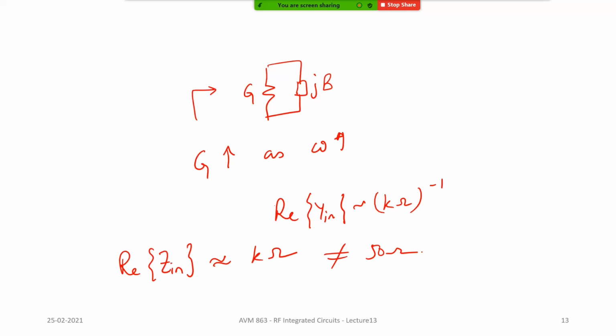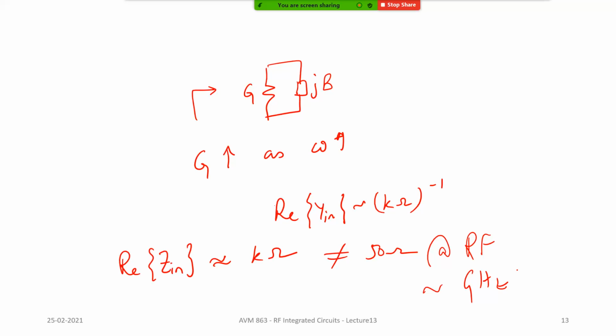Okay, any doubts, any questions so far? Any concept you want me to explain again? Sorry, can you repeat? So the real part of Zin is not equal to 50 at RF frequency. Yes, at RF frequency it's not equal to 50 ohms. So let's say 1 gigahertz, 2 gigahertz, and so on, it's still in the range of some kilo ohms, in the lower gigahertz range.